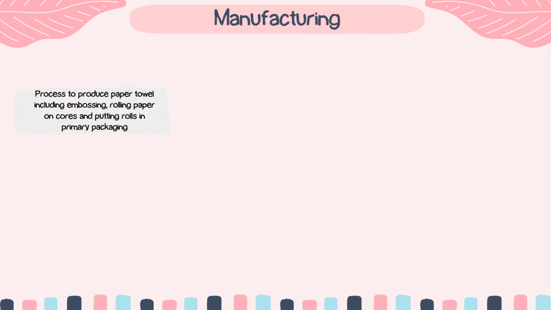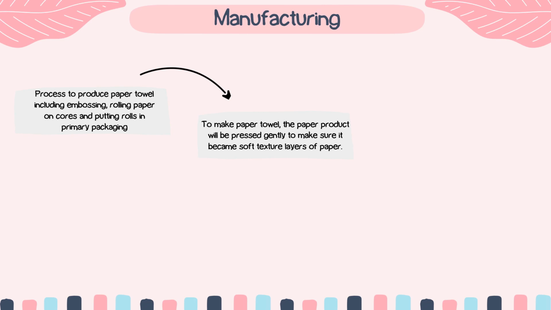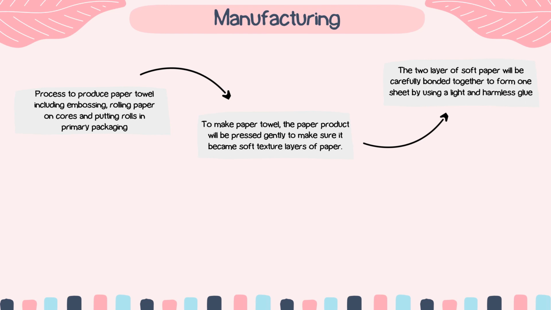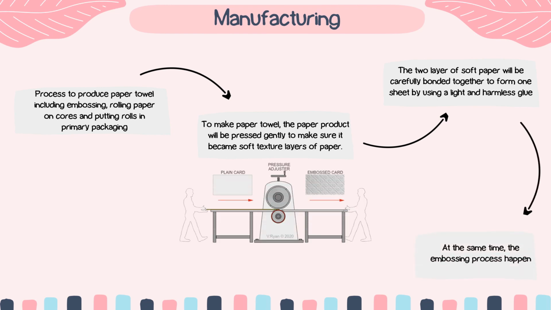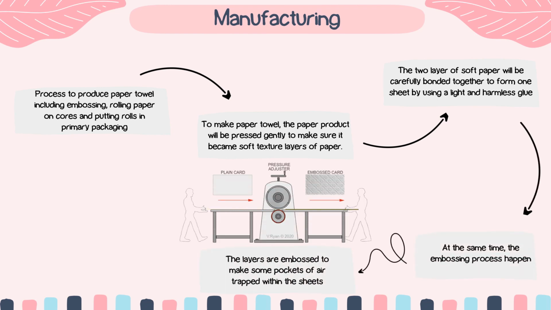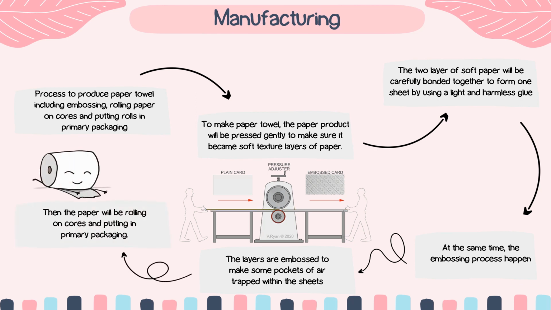Next, it will continue with the manufacturing of paper towel. The process to produce paper towel includes embossing, rolling paper on cores and putting rolls in primary packaging. To make paper towel, the paper product will be pressed gently to make sure it becomes soft textured layers of paper. Then, the 2 layers of soft paper will be carefully bonded together to form one sheet by using a light and harmless glue. At the same time, the embossing process happens. The layers are embossed to make pockets of air trapped within the sheets. Then the paper will be rolled on cores and put in primary packaging.